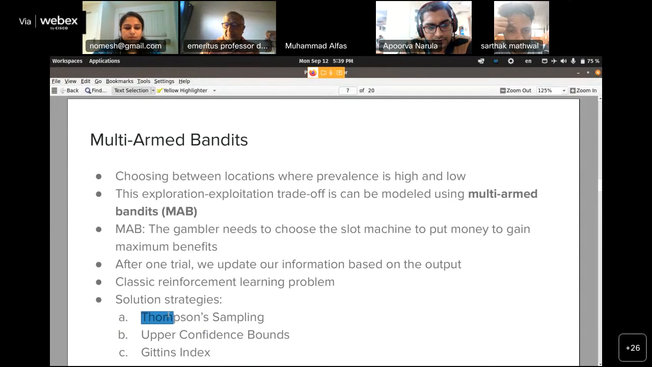So we use two methods, Thompson sampling and the Gittins index, to solve the MAB problem for testing allocation.